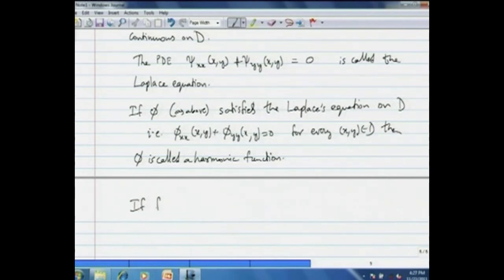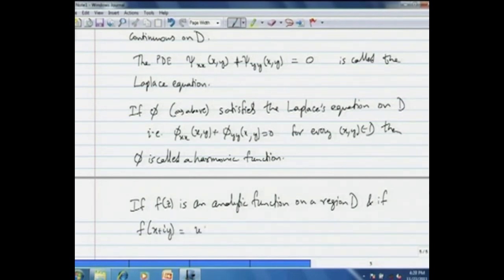Now, if we take the real part of a complex analytic function, it is true that due to the Cauchy-Riemann equations, it already satisfies the Laplace equation. Let us say that in the following words. If f of z is an analytic function defined on a region D, and if f of x plus i y, allow me to write z as x plus i y, is equal to u of (x, y) plus i times v of (x, y).